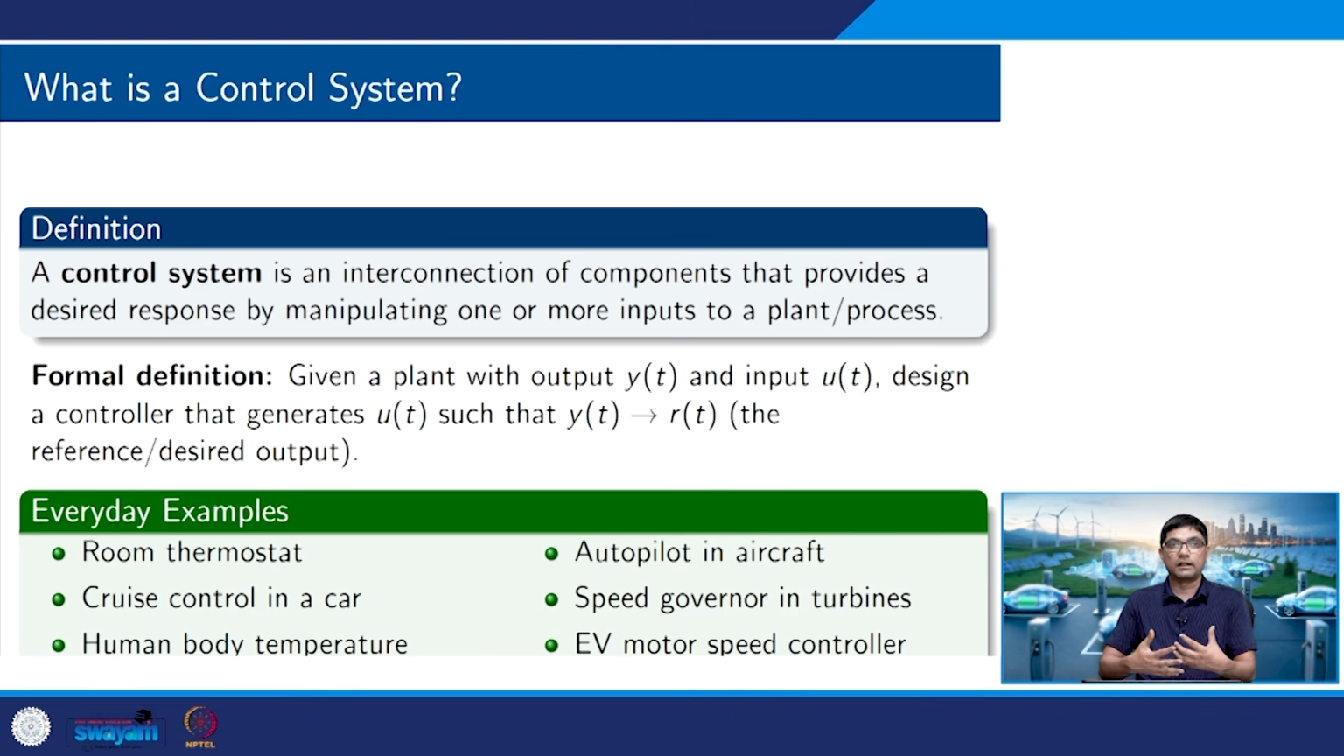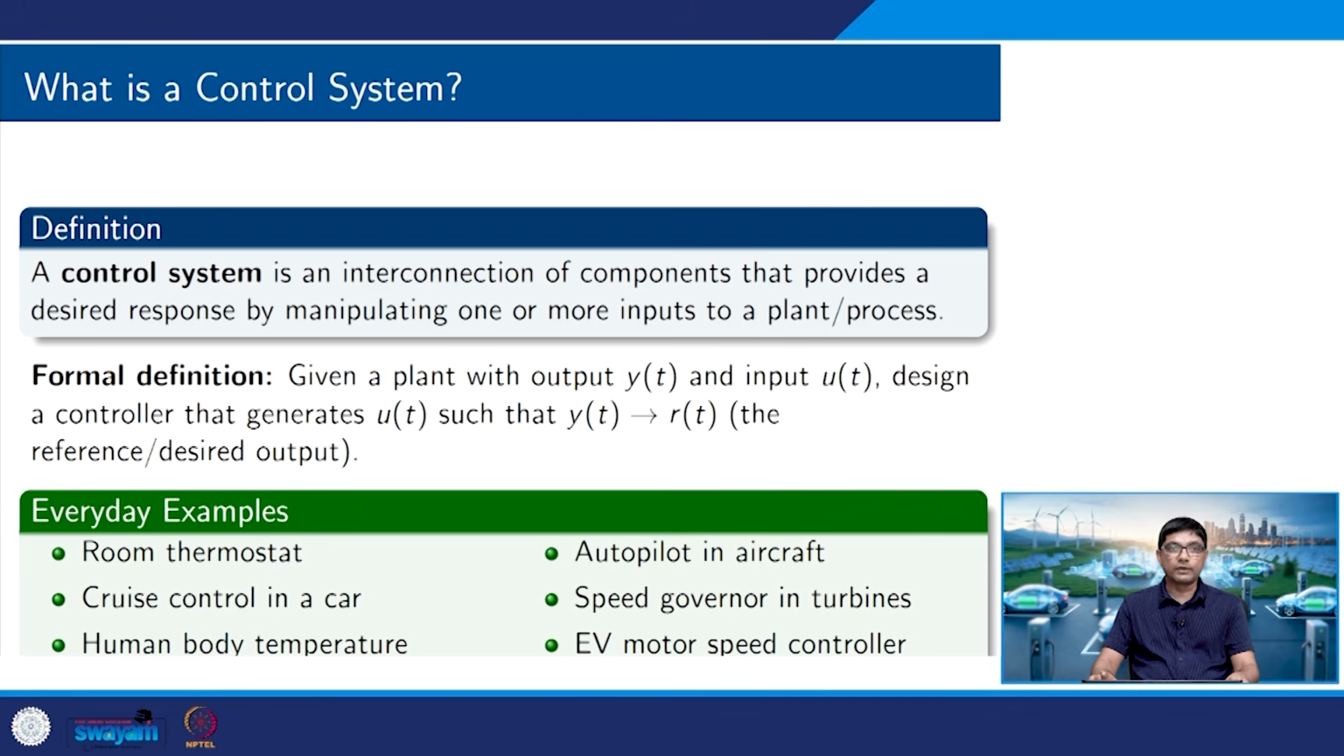Well, it's an interconnection of components that provides a desired output through a given process or a plant. Examples could be temperature control in a room, human body temperature, glucose levels in the body, speed governor in turbines. And if I am just looking at a vehicle, I am largely looking at an EV, I am largely looking at speed control of an electric vehicle.